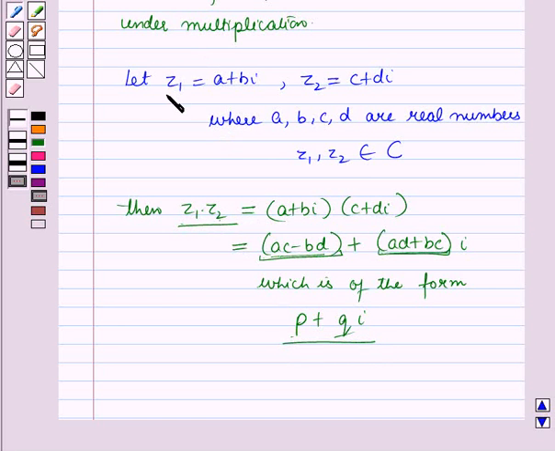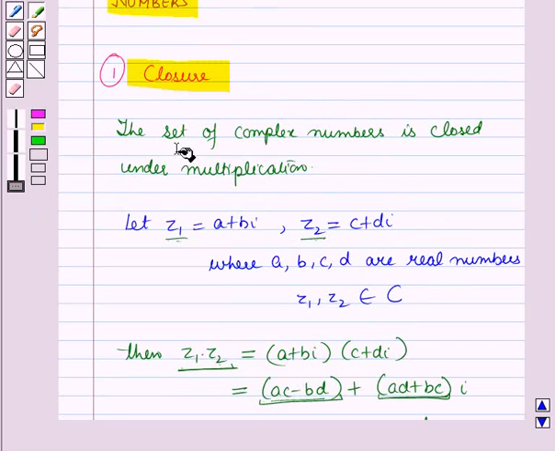Thus, if we perform multiplication operation on the two complex numbers z1 and z2, then the product, that is the result, which is p plus q iota here, is also a complex number. Thus, we can say that the set of complex numbers is closed under multiplication.